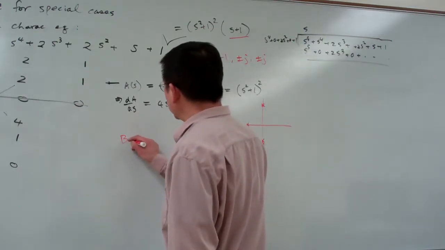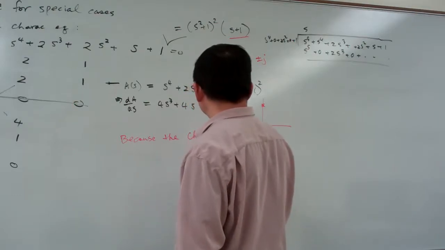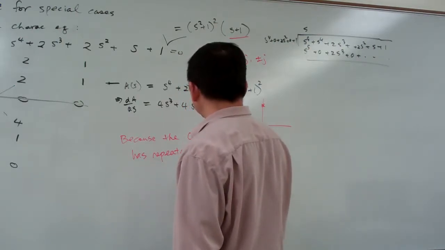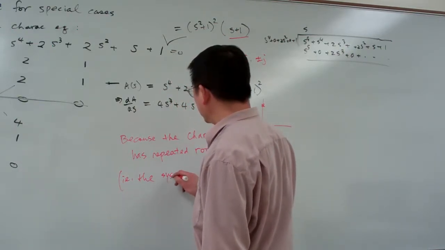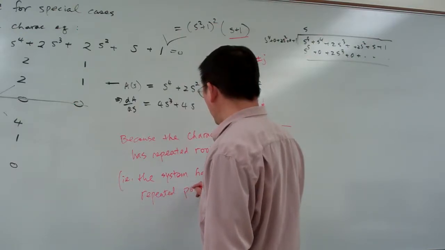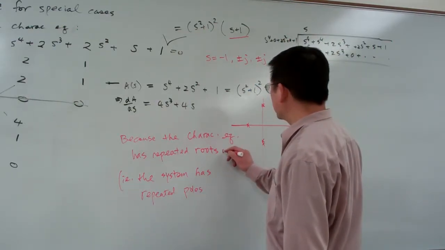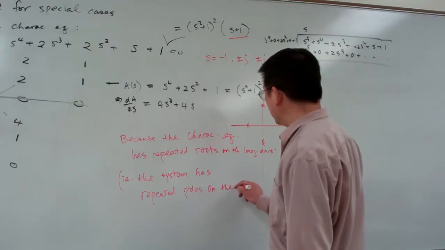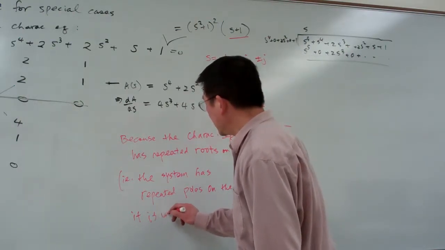Let me summarize. Because the characteristic equations have repeated roots, that means the system has repeated poles. It is unstable.